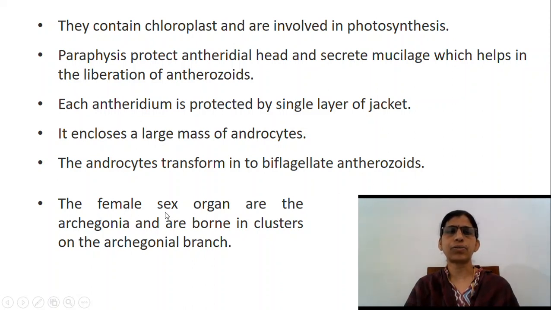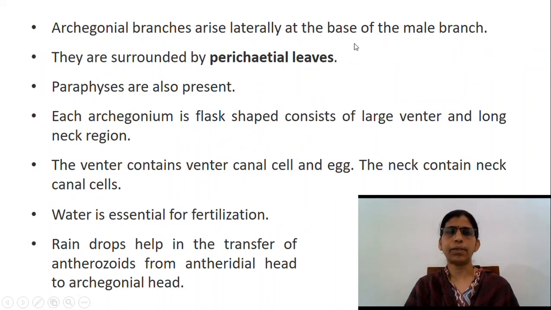The female sex organs are the archegonia and are borne in clusters on the archegonial branch. The archegonial branch arises laterally at the base of the male branch. They are surrounded by perichaetial leaves. Paraphyses are present along with the archegonia.